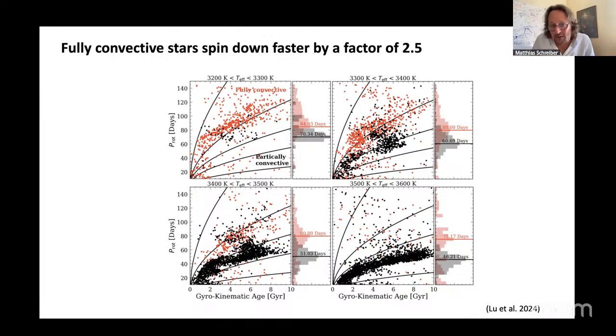But at least in terms of the efficiency of magnetic braking, it seems something is happening at the fully convective boundary. Okay, so from single stars we learned a difference. Fully convective stars are braking more efficiently. We have gyrochronology, which in general works. We can determine the ages.